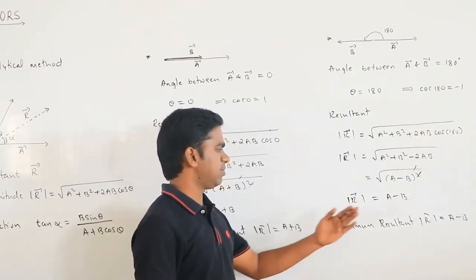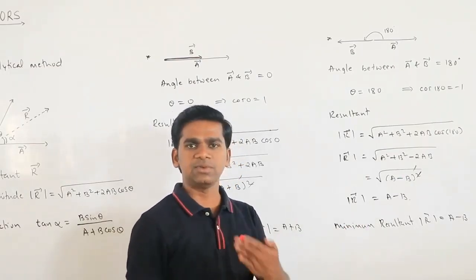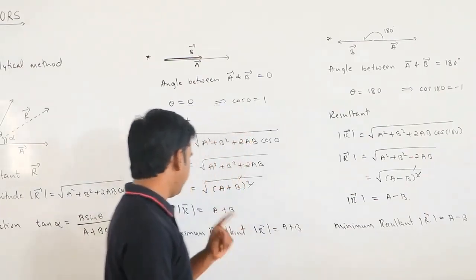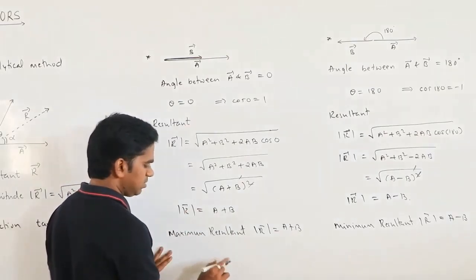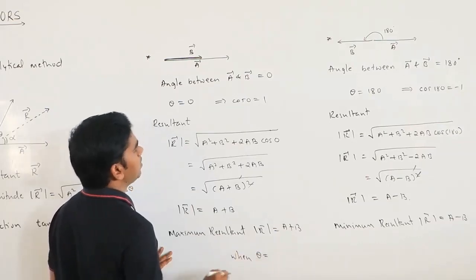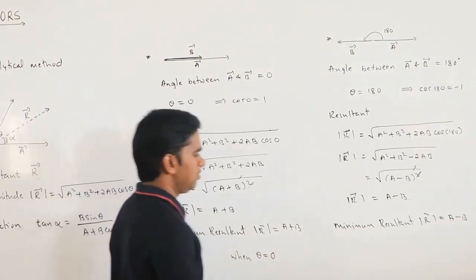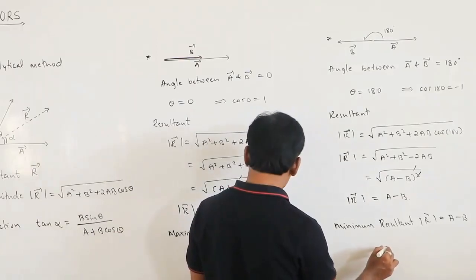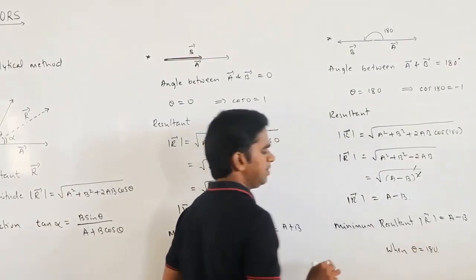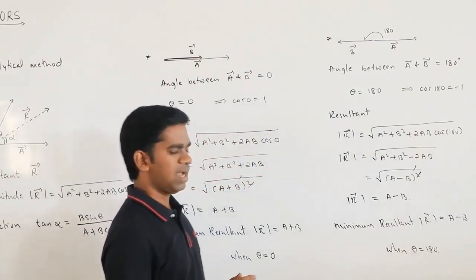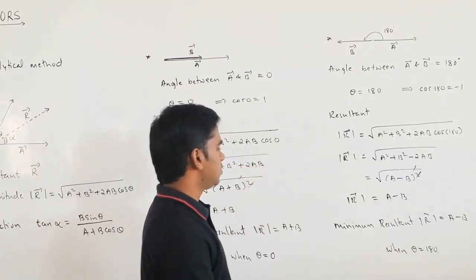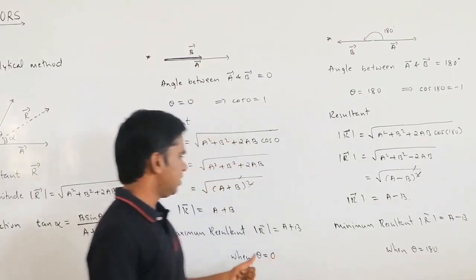The maximum resultant value or the minimum resultant value they will give, and they will ask you to find those two vectors. We'll solve that kind of problem. So when will we get the maximum resultant? We'll get the maximum resultant when theta is equal to 0. We'll get the minimum resultant when theta is equal to 180 degrees, that means when the vectors are opposite to each other. So this is the maximum and minimum resultant.